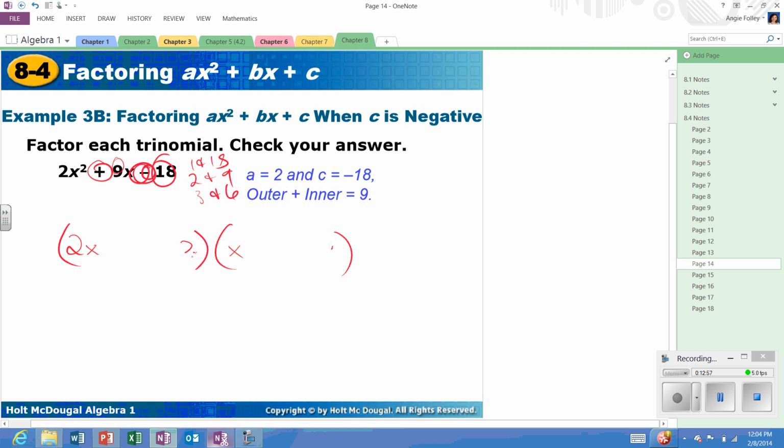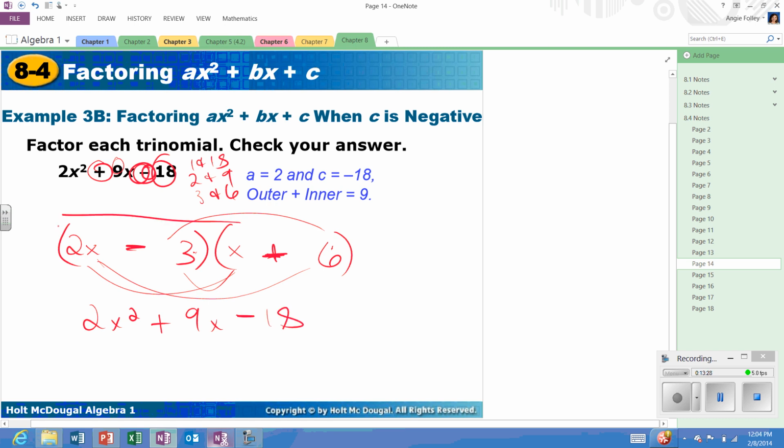So I'm going to try the 3 here and the 6 here. Well, that would give me 3x in my inner and 12x in my outer. Can I combine those in any way to make 9? Well, I can. If I have 12 minus 3, I will get 9. So I know that I need positive 12 and negative 3. So if you check, I'm going to have 2x squared. My inner is negative 3x, and my outer is positive 12x. So when I combine those, I get positive 9x. And then my last is negative 18. So this was the correct factored form.